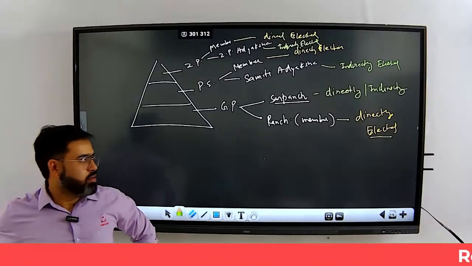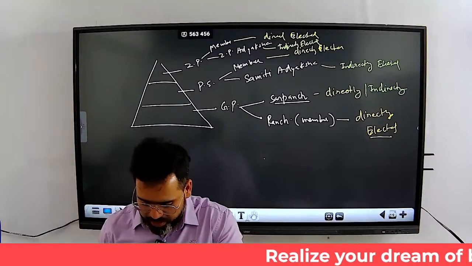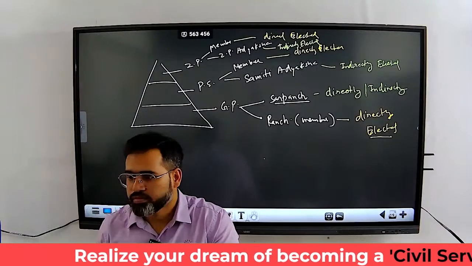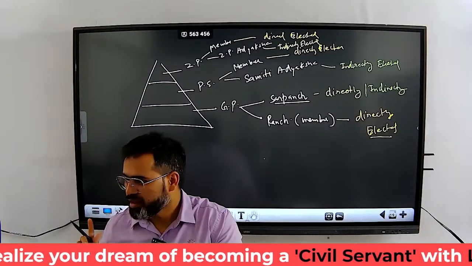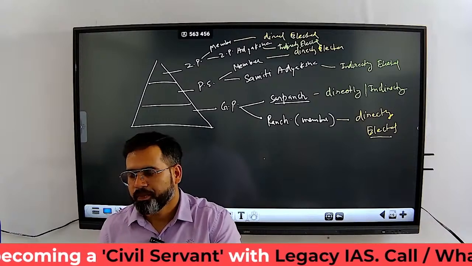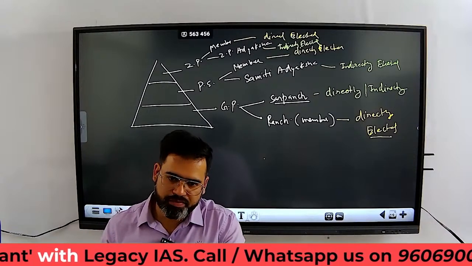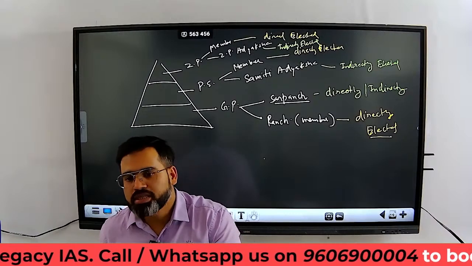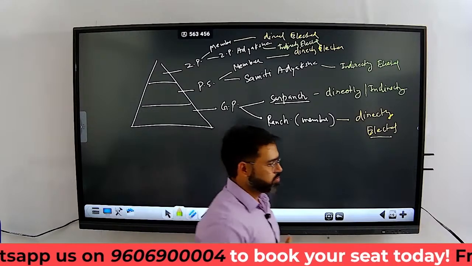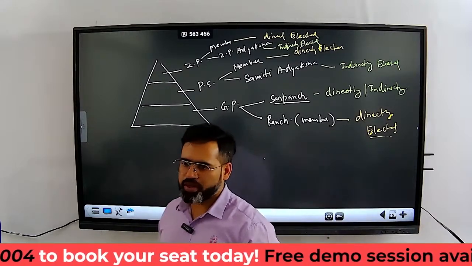Then okay, so this is the elections at the different levels. Then now comes to reservation. Reservation is also there. Reservation for SC and ST according to the population, and 1/3 seats are reserved for the women. 1/3 seats are reserved for the women, and for SC and ST according to the population.